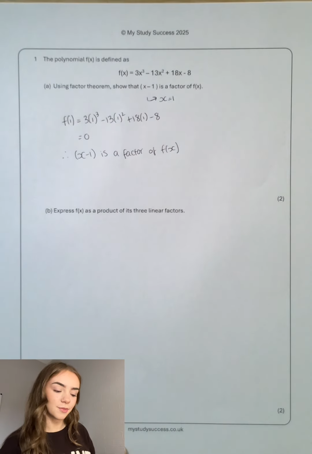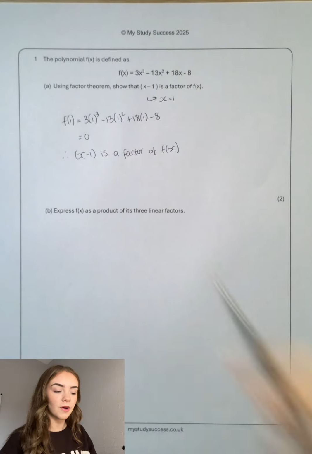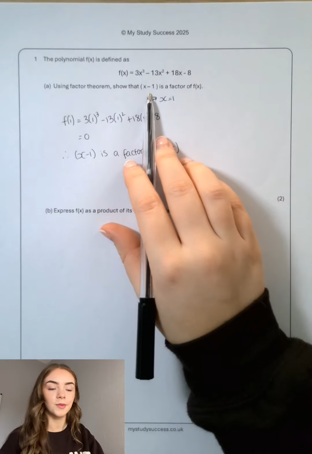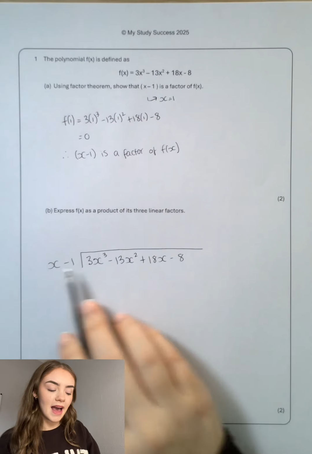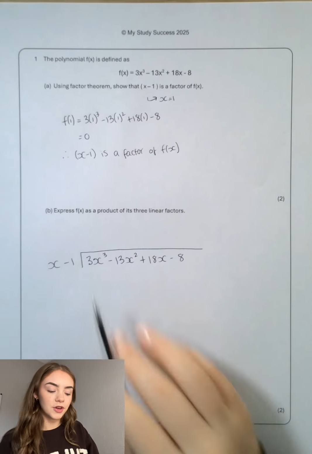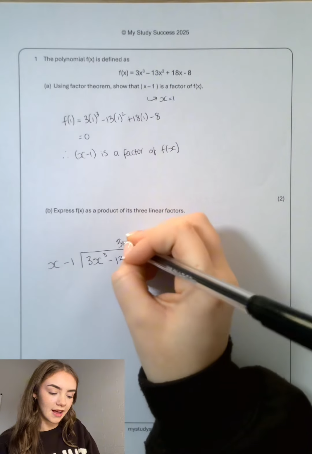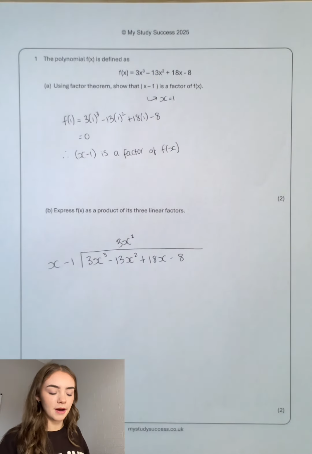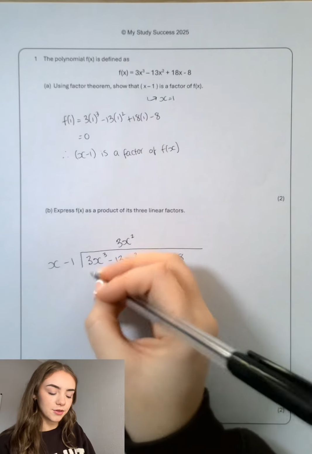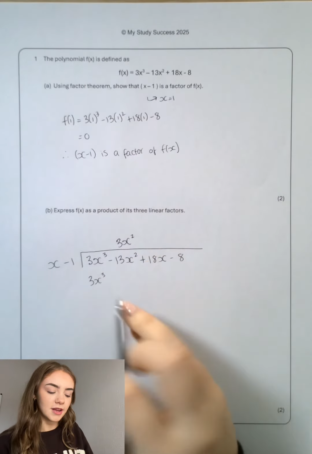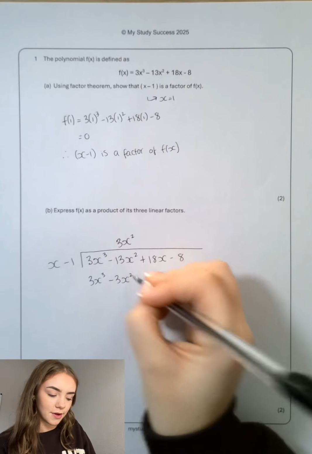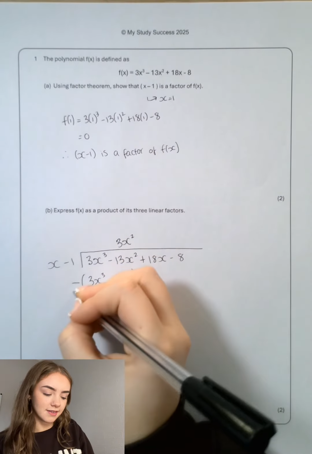For part B, express f(x) as a product of its three linear factors, where we know one of the factors is x − 1, so this has to be divisible by x − 1. To get from x to our first term, 3x³, we've multiplied by 3x². Then we'll need to subtract (x − 1) multiplied by 3x². So x times 3x² is 3x³, and −1 times 3x² will be −3x². And we'll subtract this from the previous line.